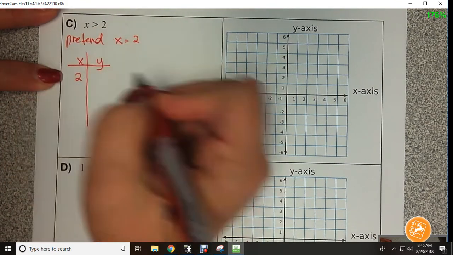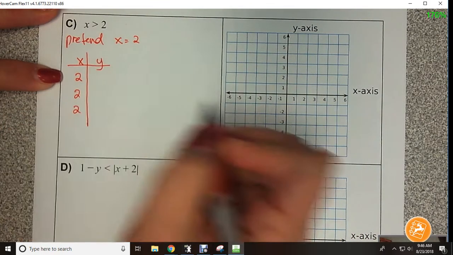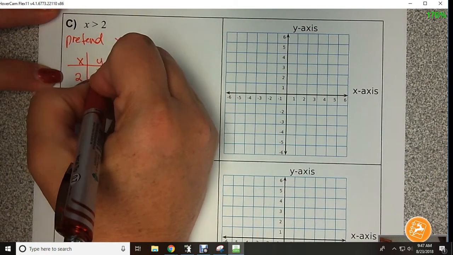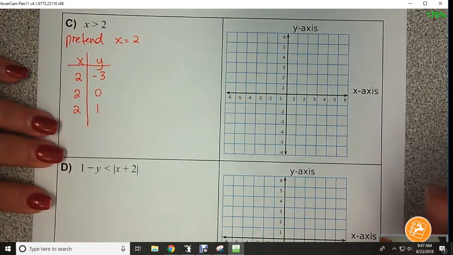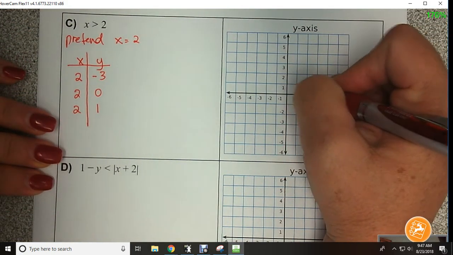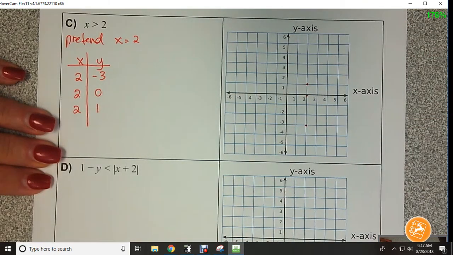Well, then x is 2 no matter what y is. So I'm going to put x is 2 a couple of times down here. And then I'm going to make up values for y. y is -3, y is 0, y is 1. And then if I plot those, (2, -3), (2, 0), (2, 1), well, those are all in a vertical line.